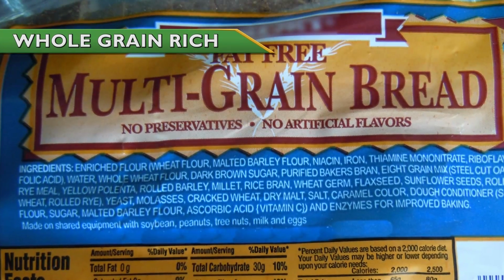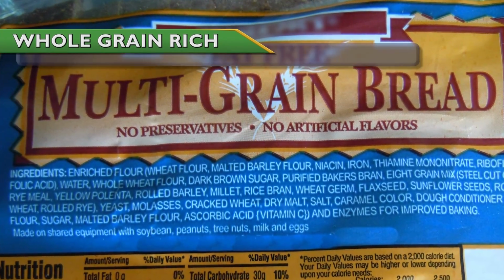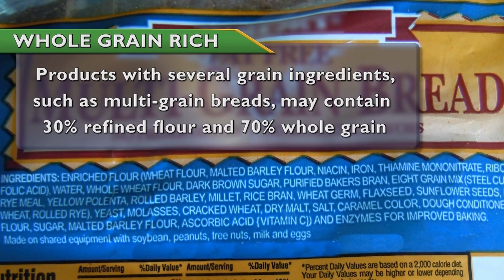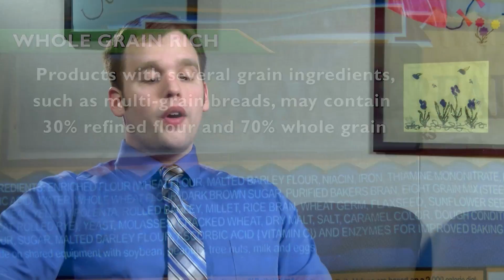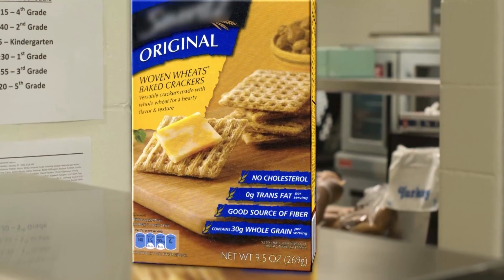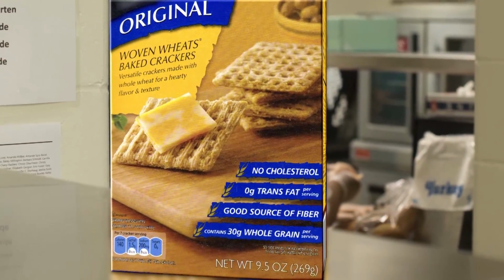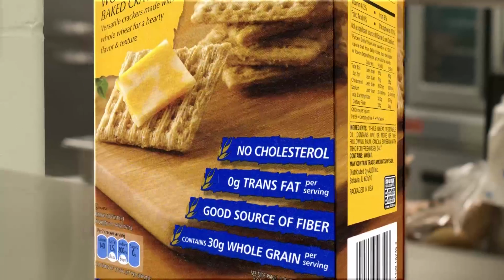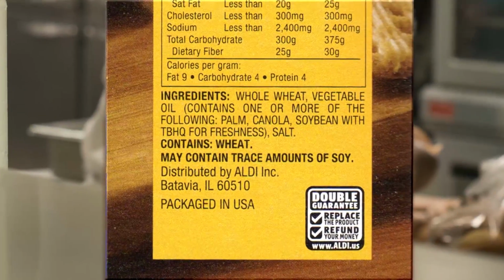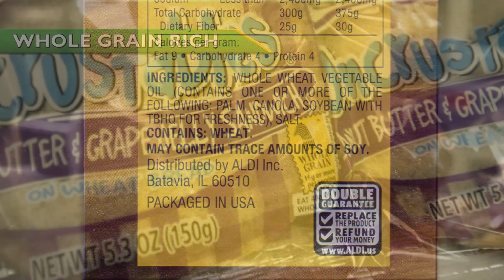If there are several grain ingredients, such as multigrain bread, the product may contain 30% refined flour and 70% whole grain. So it is important to make sure that you do not just go by the front of the label where something says wheat, because that can be very misleading. When you turn it over and you actually look at the ingredients, you need to be extra cautious to make sure it is meeting the whole grain rich requirements of the school lunch program.